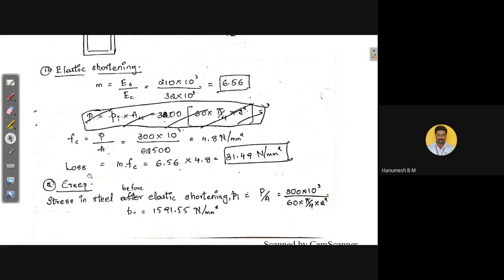How to calculate the loss? Modular ratio multiplied by the stress in concrete at the level of steel. Modular ratio is 6.56 and this FC value is 4.8. Now the loss due to elastic shortening will be equal to 31.49 Newton per mm square. So this is the loss due to elastic deformation.